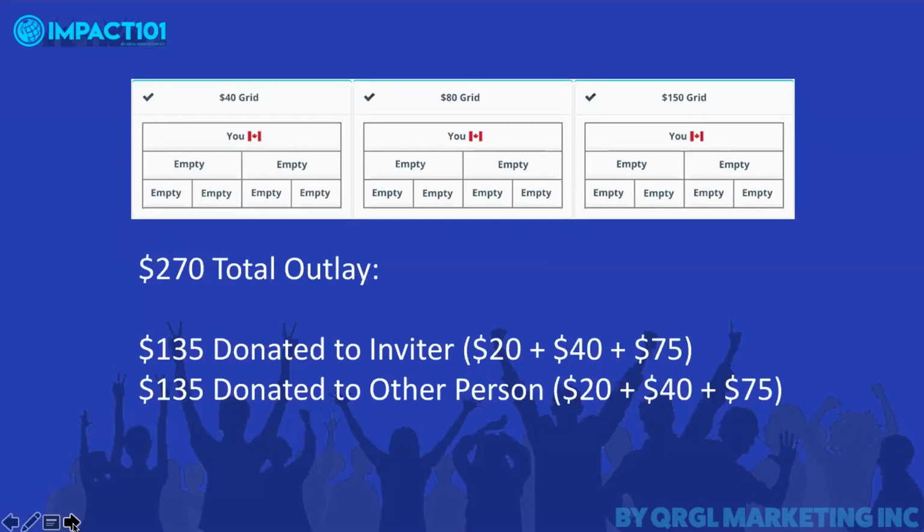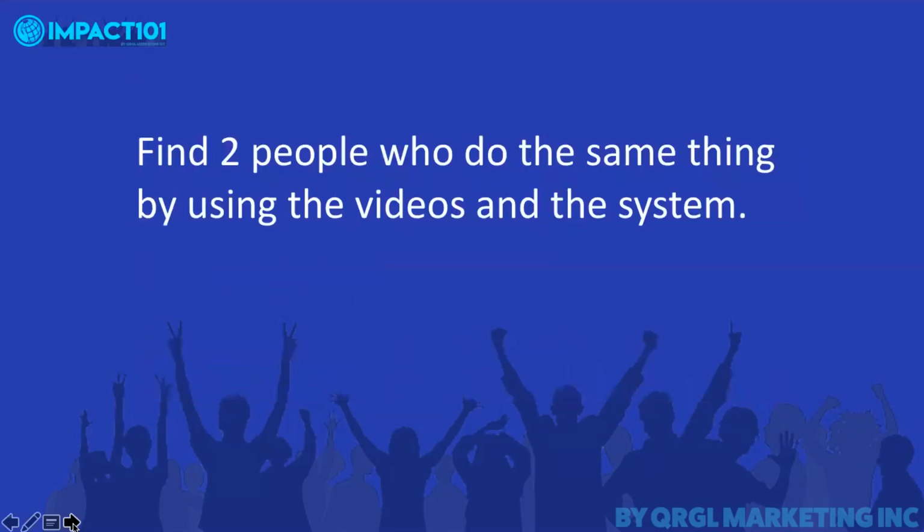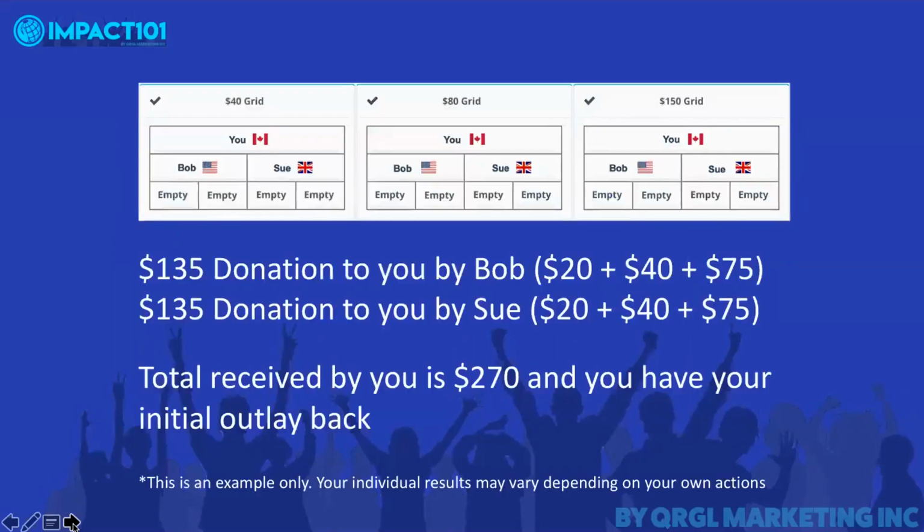Now the goal is to use the system and the videos to find 2 people who do exactly the same thing. They see the big picture just like you did, and they start with 3 grids just like you did. Let the videos do the work and the explaining for you, and you will find those people. Let's say you share this with some people, and Bob and Sue both get the picture and join you.